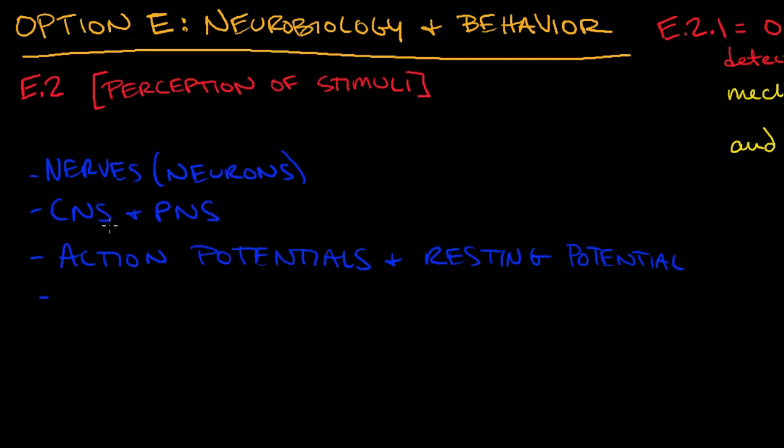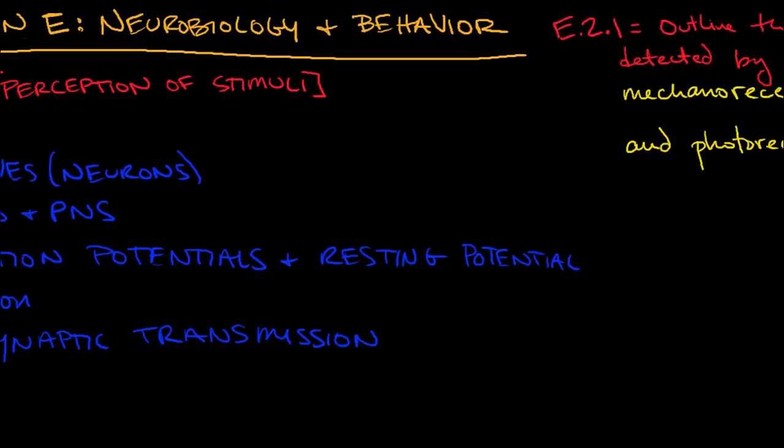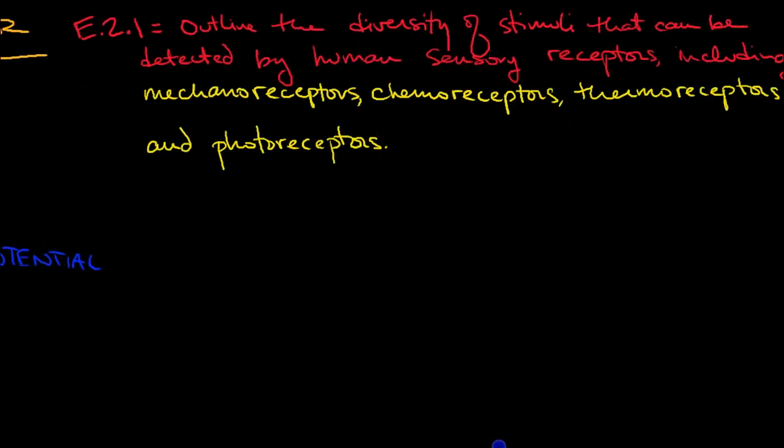Additionally, you should know how a signal is propagated down an axon, and then also synaptic transmission. So what I'll be talking about in this video is based on your understanding that you already know this, that you understand what's going on and how signals are sent through your nervous system around your body. Okay, so that is the given assumption. So let's go ahead and move to E.2.1.